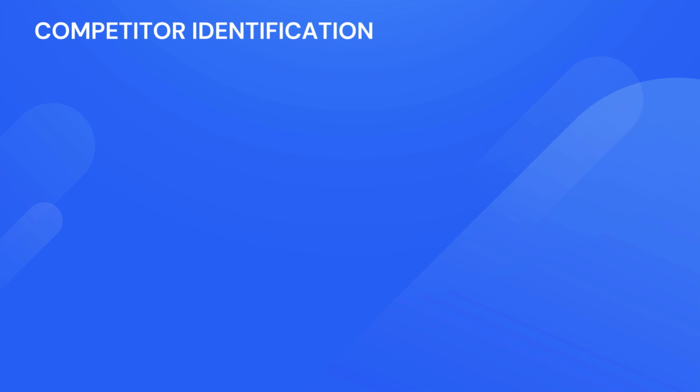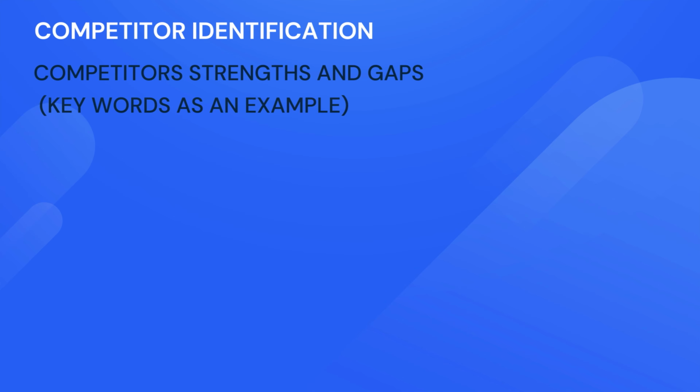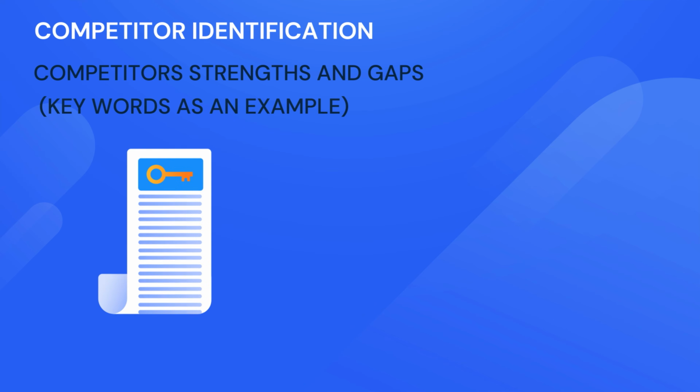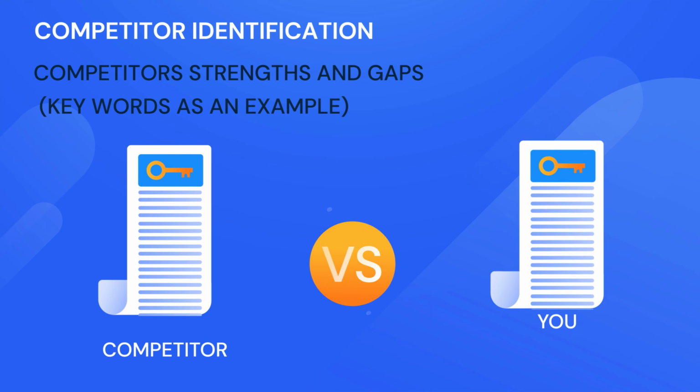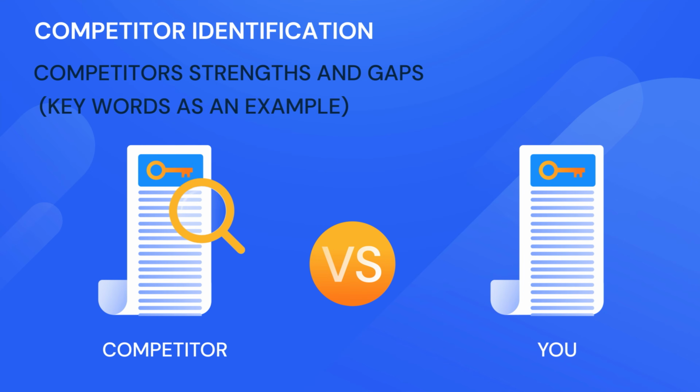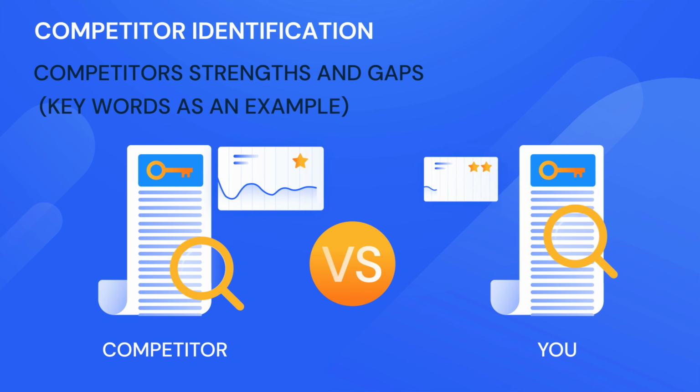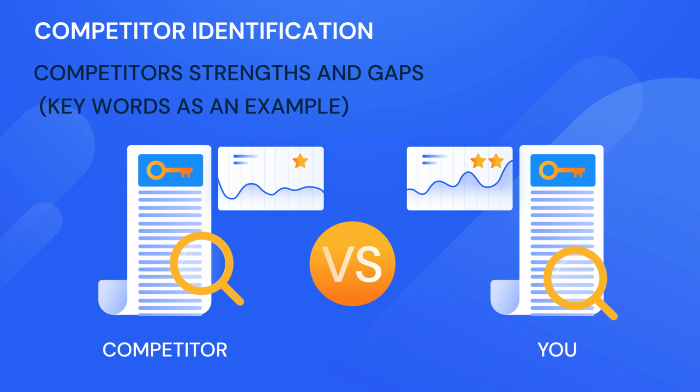The third section is all around competitor strengths and gaps. Let's take keywords as an example. To help you increase your market share, you ideally want to identify how many keywords your competitors have versus you. You'll then want to find out which of those keywords are actually driving and generating traffic depending on how well they perform for those terms.